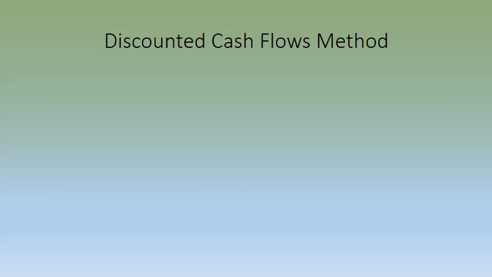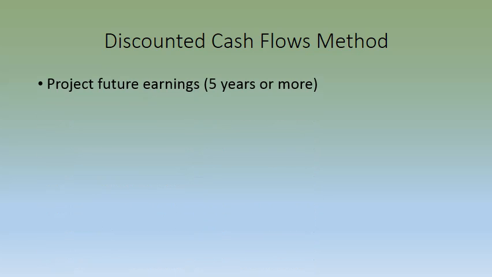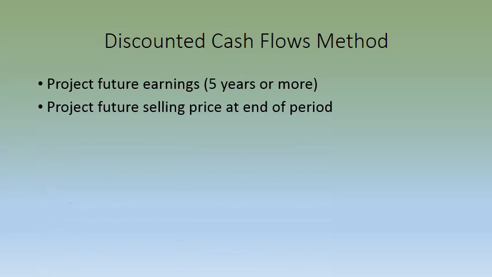Another method often used in large business valuations is the discounted cash flow method. I won't go into great detail here. We'll cover this method in another episode. But here are the steps to performing a discounted cash flow valuation. First, we project future earnings, typically over 5 years, but could be longer or shorter. Then we estimate a selling price for the business at the end of the projection timeline.